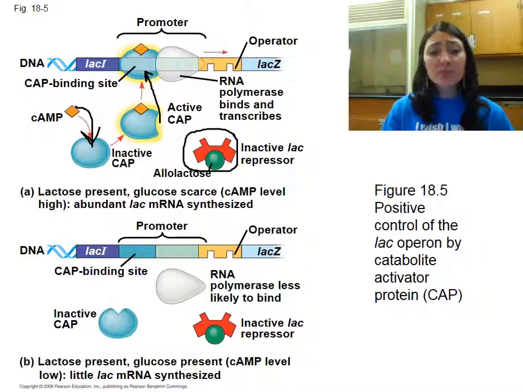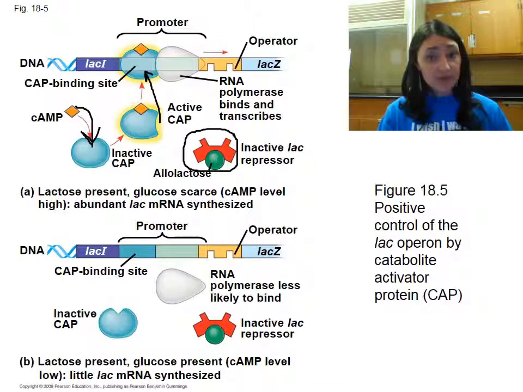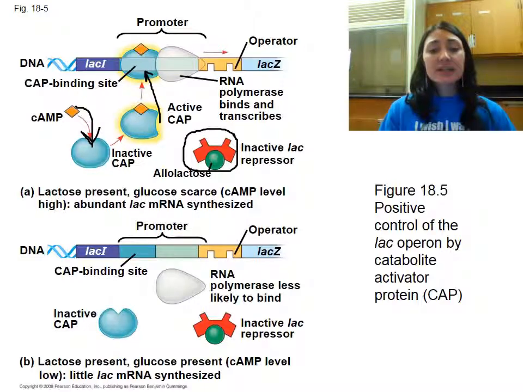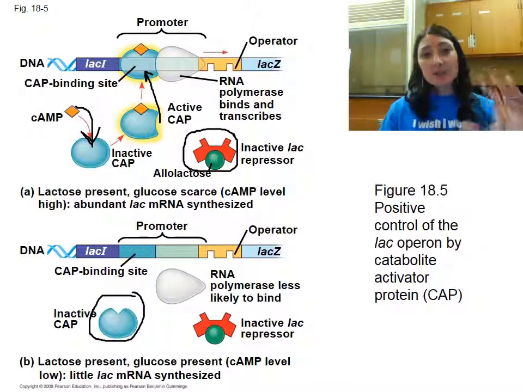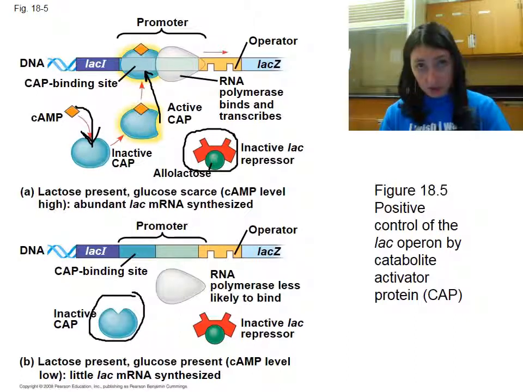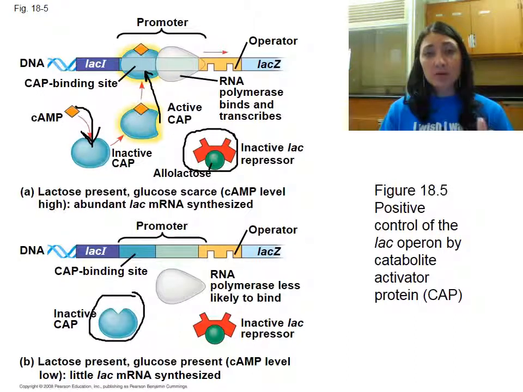If you have lactose present and glucose present, E. coli prefers to use glucose as an energy source. So your cyclic AMP levels are very low because we don't want to make the enzymes that break down lactose. We'd much prefer to break down glucose. So you have an inactive catabolite activator protein. So it's not causing transcription to be faster than in the example where glucose is scarce, because we want to break down the glucose. However, you still have lactose present.